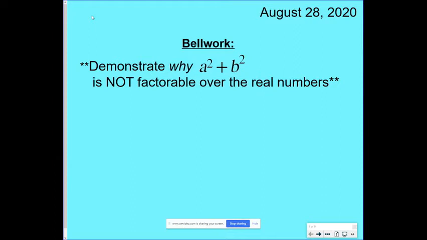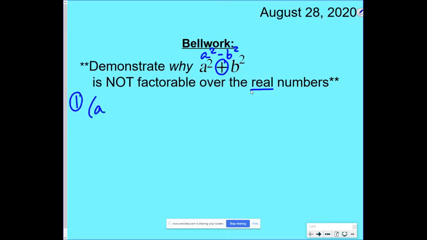We're going to go ahead and start our bell work today by demonstrating why a squared plus b squared is not factorable over the real numbers. Real numbers are anything that you can count. So fractions, decimals, integers, those are all real numbers. We talked about yesterday how we can factor a squared minus b squared, but we're going to demonstrate why you cannot factor it if it's a sum, why we didn't have a rule for a sum of perfect squares. And how we're going to do that is just different cases.